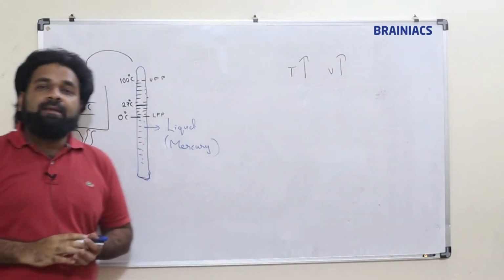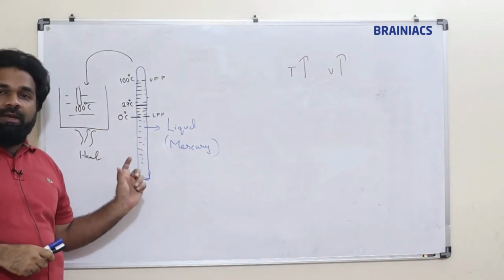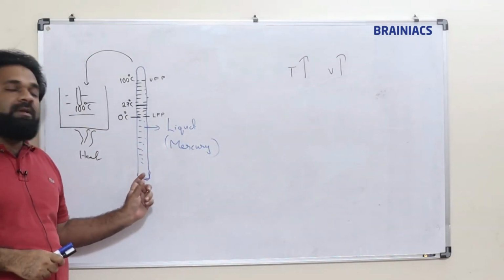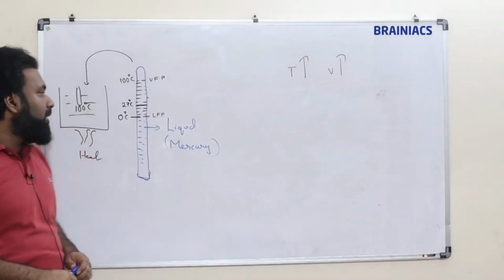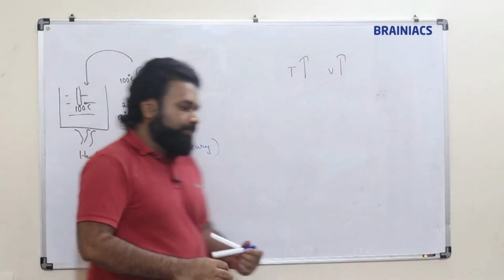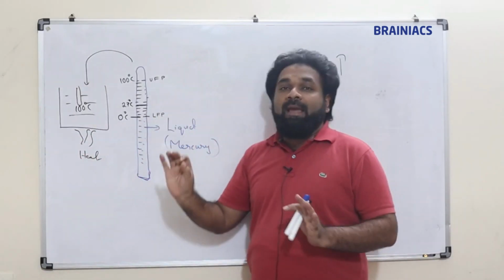So that expanding property of this liquid, we are using in order to make the thermometer. Okay, is it clear? Understood or what? Okay, so this is called a calibration.